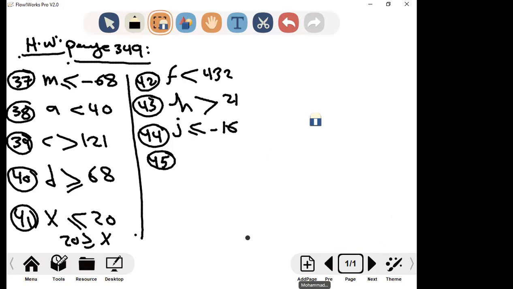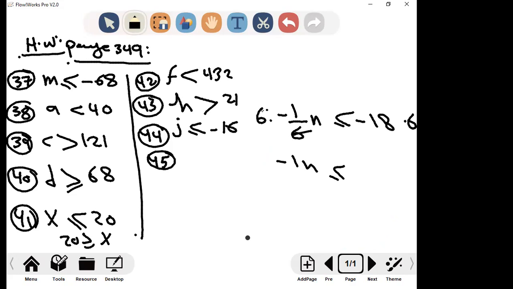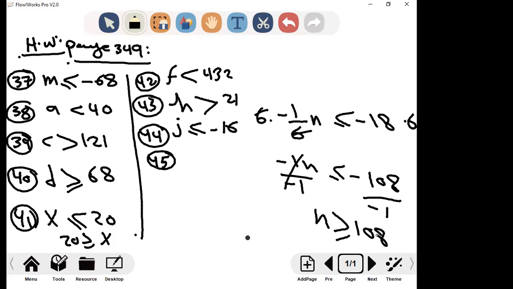Question 45. Negative 1 over 6 n less than or equal negative 18, right? Multiply by 6 first. So negative n less than or equal 6 times negative 18, negative 108. Now divide by negative 1, n will be more than or equal 108. You switch it. n more than or equal 108.